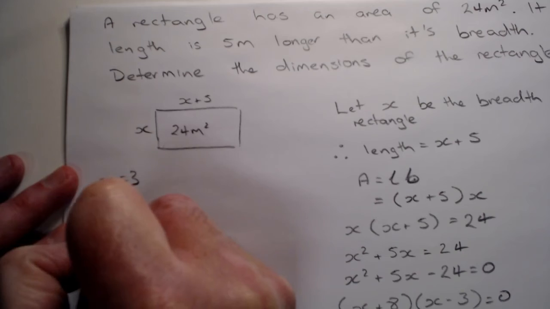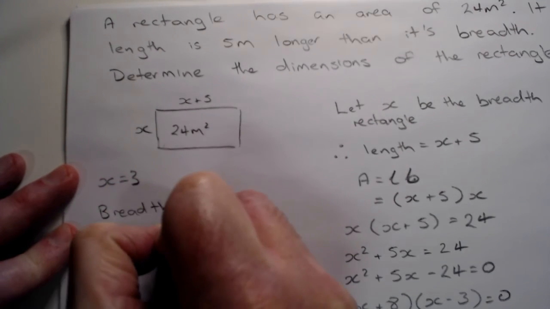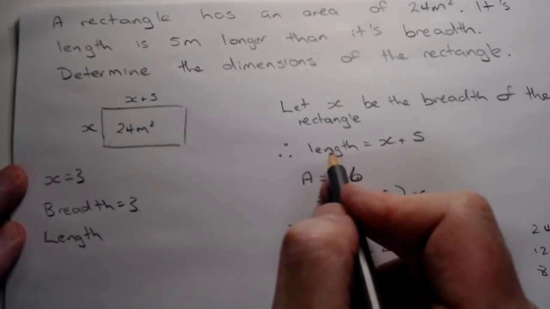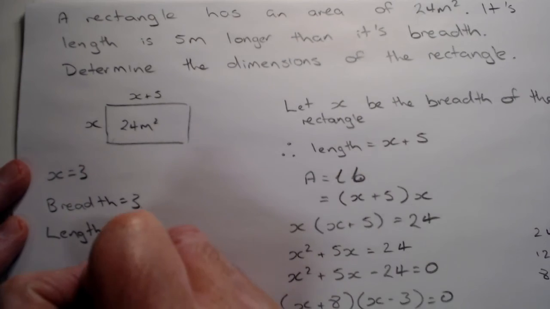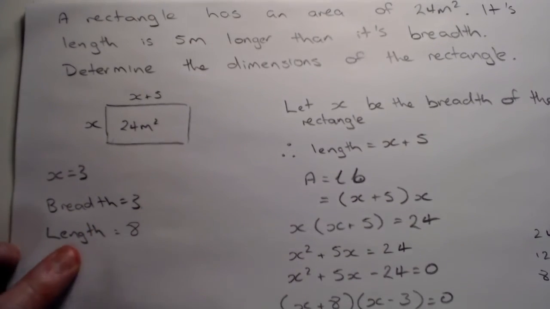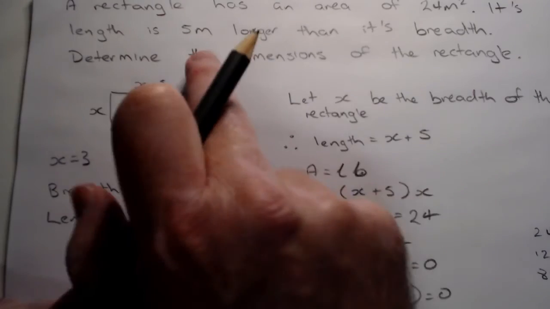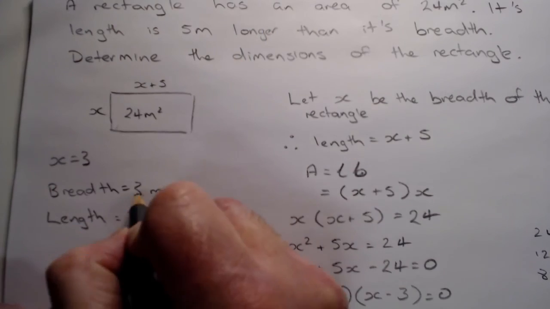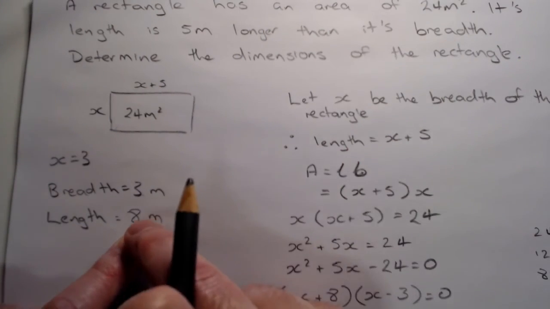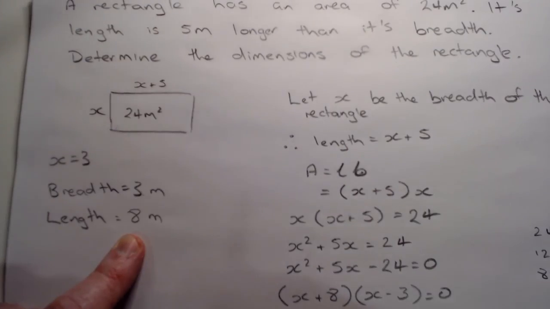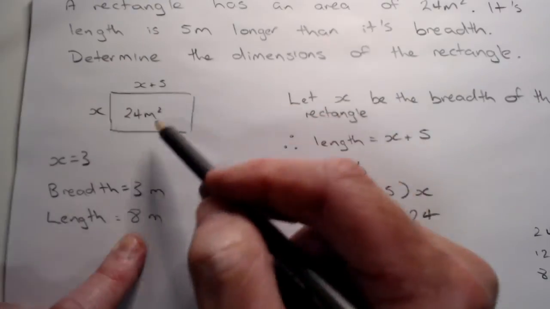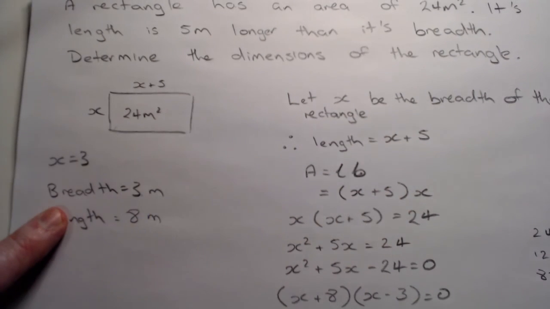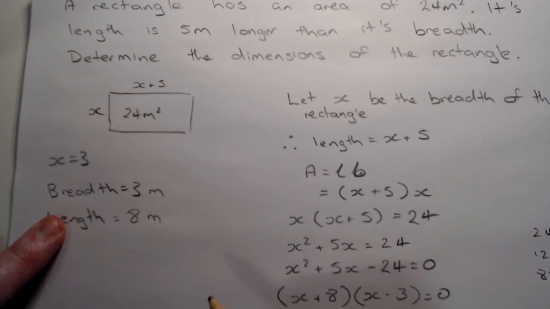So our breadth equals 3, and for our length, we can go back to our statement over here: length is equal to x plus 5, which must equal 8. And we can check this. If our breadth is 3 and our length is 8, then our length is 5 meters longer. Okay, 8 is 5 meters longer than our breadth. And 3 times 8 gives us 24 meters squared. By putting it back into our problem, we can see that a length of 8 meters and a breadth of 3 meters makes sense in our solution.